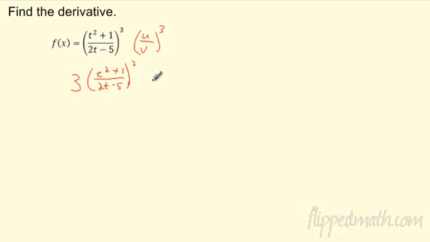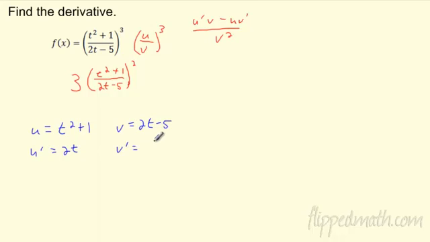Well, now I need the derivative of that hot mess. So what's the derivative of that hot mess? Well, you're going to have to do a little bit of u prime v minus uv prime all over v squared. So it could get a little crazy here. I'm going to write this out a little bit. If u is the top function, it's t squared plus 1, which means u prime will be what? 2t. And v is the bottom function, 2t minus 5. v prime will just be 2. So that's not too bad.